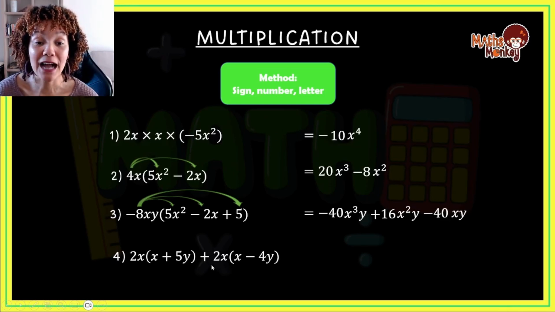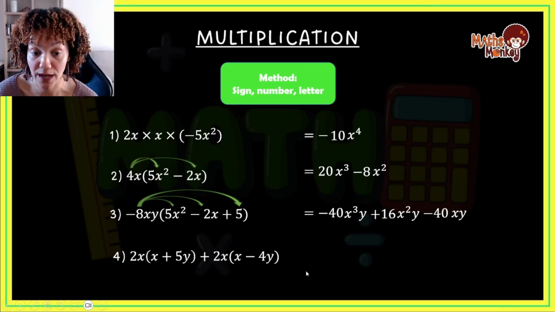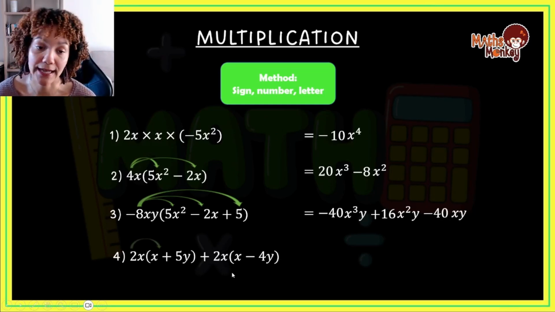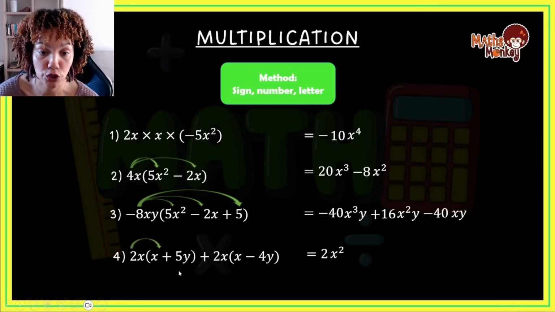So the plus outside the bracket actually separates these terms. So here I've actually got two terms. What I'm going to do is use the distributive law to find the answer to the first term, and then do the same for the second term, and then add those two answers together. So this is what it's going to look like. Sign, number, letter again, which will give me 2, because it's 2 times 1, and then I've got 2 x's.